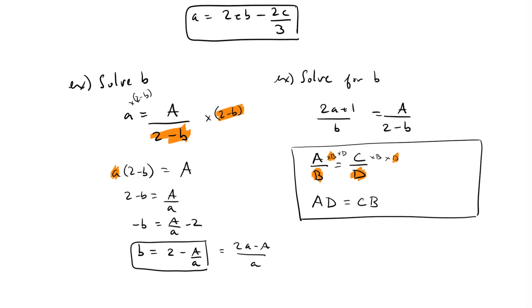So let's summarize what we have here. If I have A over B is equal to C over D, that's the same thing as AD is equal to CB. So in other words, we're kind of doing what's called a cross product. We're multiplying A with D and C with B, okay, and those are equal.